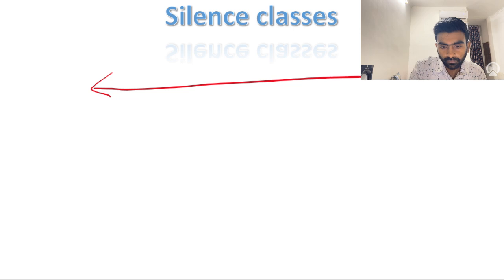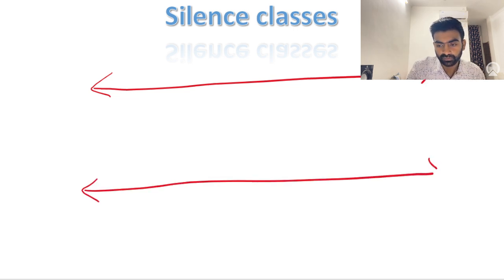Now I will draw two lines. Lines means an arrow should be present at both the ends, means we don't know the starting and the end point.